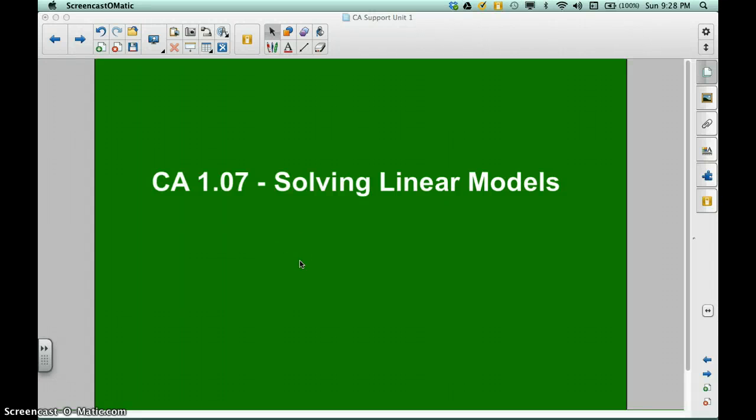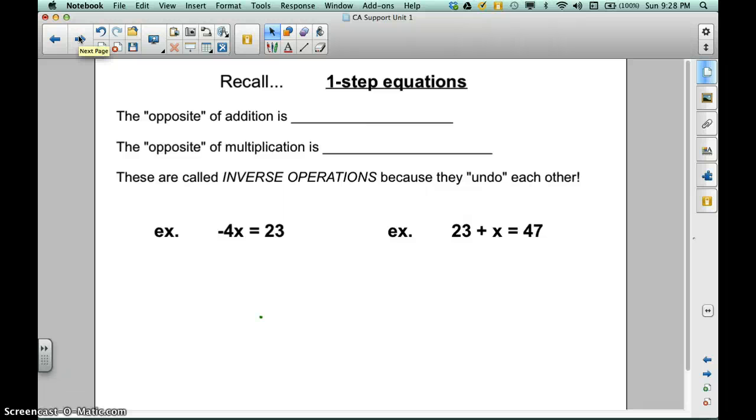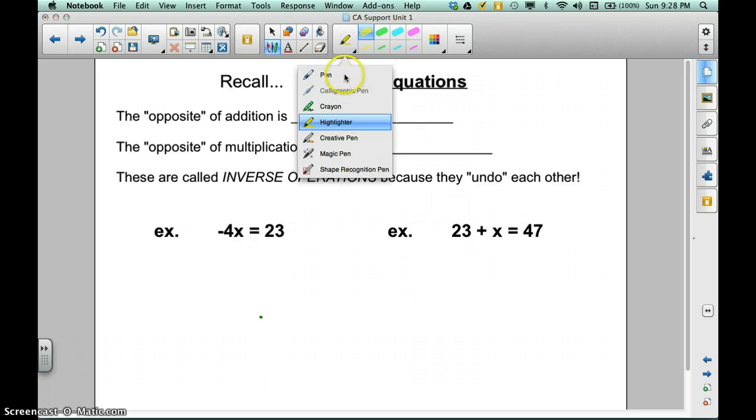This video is on solving linear models. Before we begin to look at linear models and set up equations and solve them, I need to make sure that you remember how to solve just a plain old equation that's already set up for you. So let's take a look back at some of the basics.